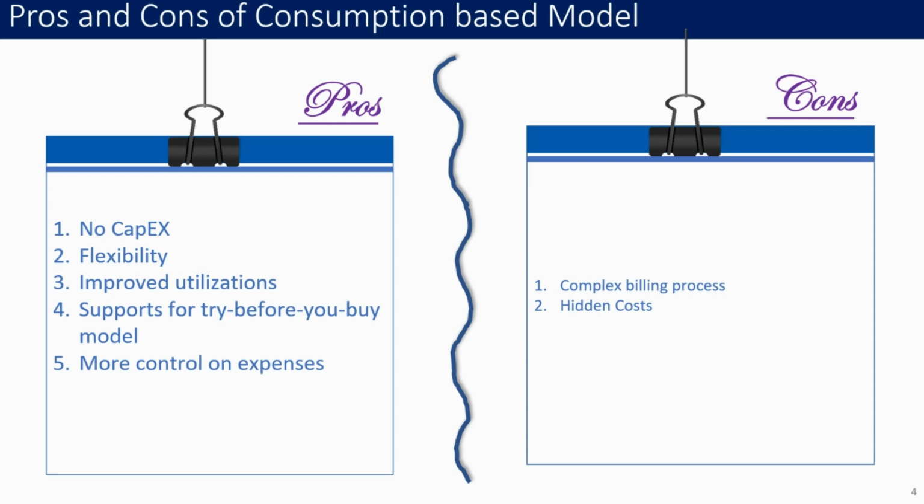Next one, the issues with the consumption based model. Though I have provided only a couple, there are many. The first disadvantage is the billing process is very complex, as usage needs to be accurately measured and tracked, and that will consume a lot of effort and time to understand such a billing process. Second one is some consumption based billing models may include additional fees such as data transfer fees or network charges. So these are some of the pros and cons related to the consumption based model.